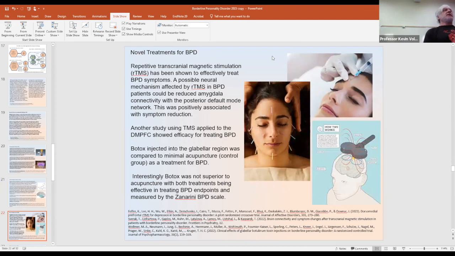Novel treatments for BPD. These I find very interesting. Repetitive transcranial magnetic stimulation, which has been used to treat depression, and it has mixed results. You know what this is?